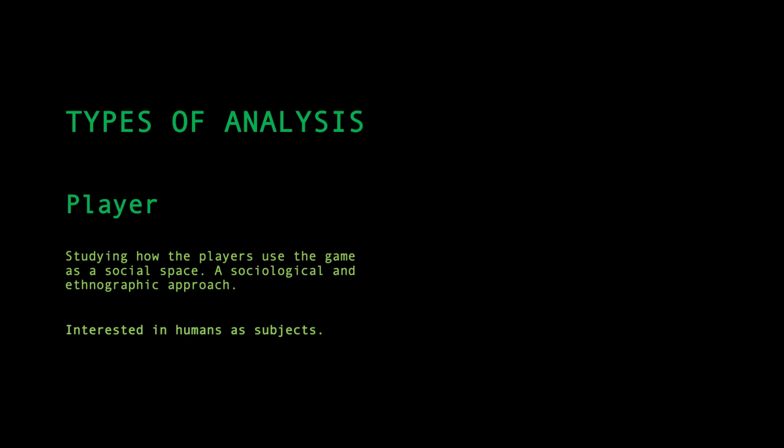The second type of analysis is player analysis, and this is studying how players use the game as a social space. Video games have had a social aspect since basically the beginning. Pong was a two-player game. And so this is a kind of read on video games that's sociological, ethnographic, interested in humans as subjects. Why do people play games? What do they get out of playing games? Why is everyone always so angry in a Call of Duty waiting room? Nobody knows. That's what these types of analysis are researching.